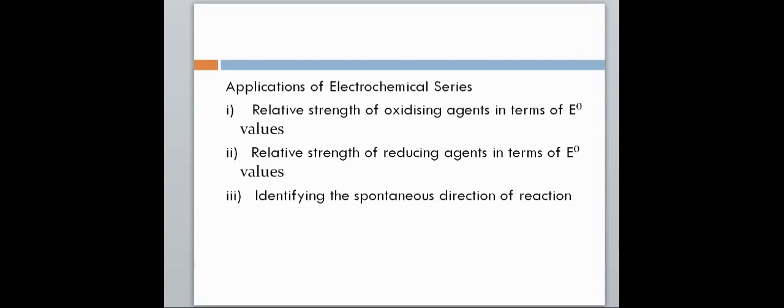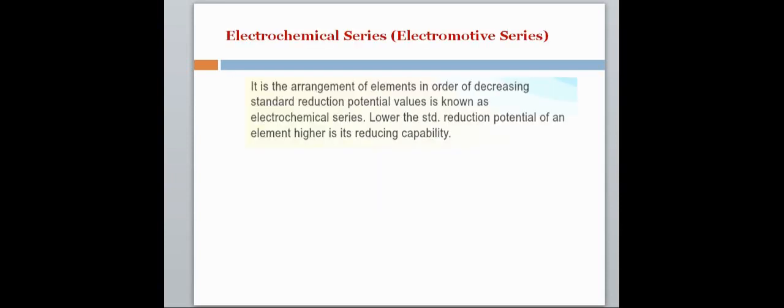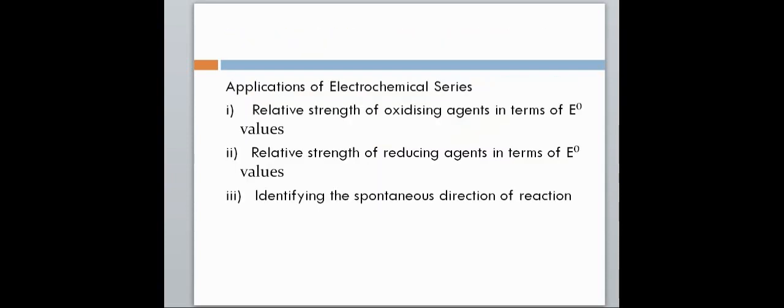So, the applications is what we were looking at, my dear students, of the electrochemical series. I'll quickly recap the applications. It is used to find out the relative strength of oxidizing agents, strength of reducing agents, in terms of which values? Electrode potential values. And finally, identifying the spontaneous direction of the reaction. So this is why the electrochemical series is used. If a question comes in the exam, explain the electrochemical series, you have to first write down the definition of it, followed by applications. Or they might just specifically ask you to write the applications of the electrochemical series, wherein you need to write down this.